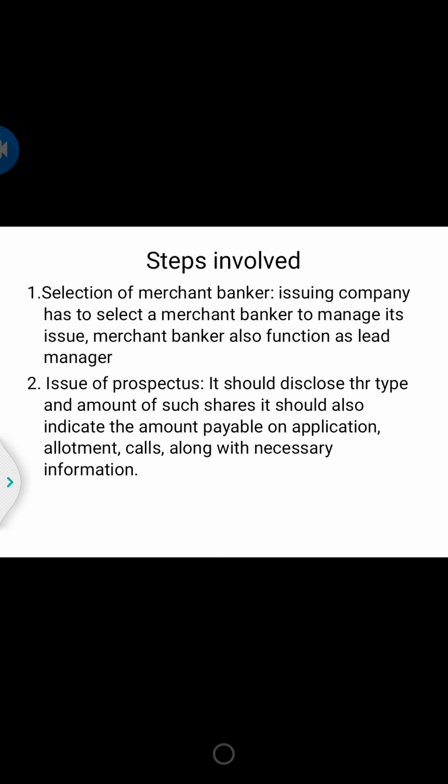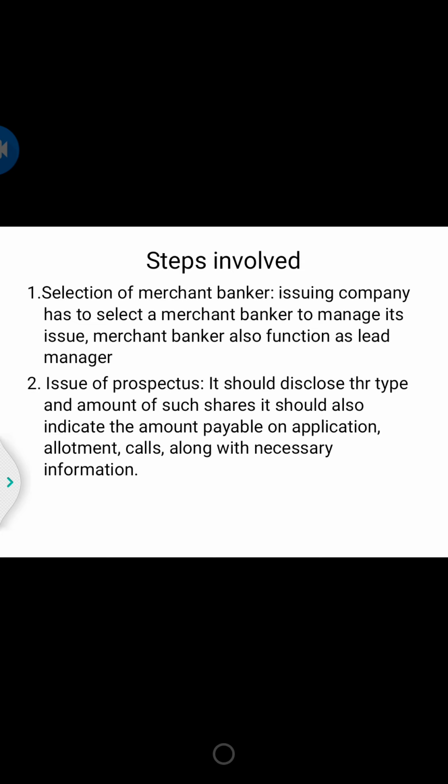So there are some steps involved in the issue of shares under the fixed price offer method. The first is selection of merchant banker. It is obligatory that all public issues are managed by the merchant banker or bankers, who will also function as lead managers. It is an institution which renders financial services including giving advice to the issuing company or arranging its issue of shares. So it is mandatory for the company to select the merchant banker to manage its issue of shares.